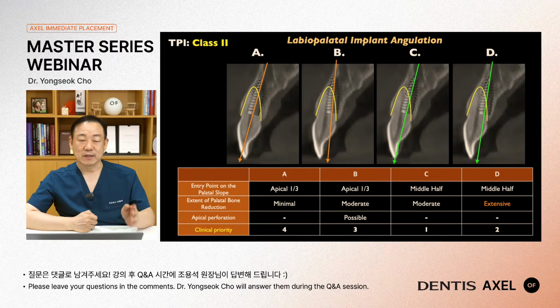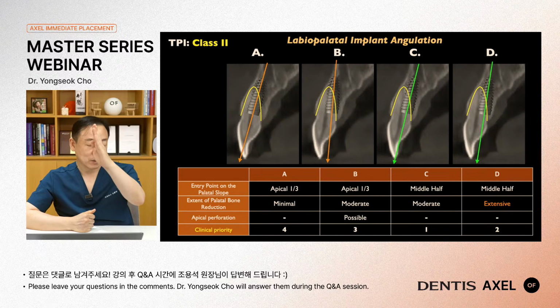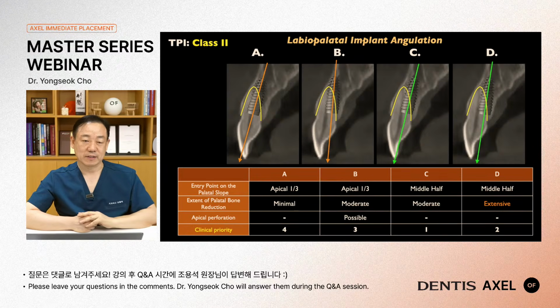In summary, the class 1 TPI entry point is the apical third, and in class 2 TPI, it is better to start the entry point at the middle half and not try a screw-retained axis. Better to aim to the inside edge. That's the more favorable and easy way.